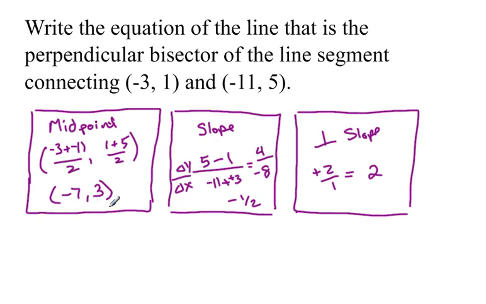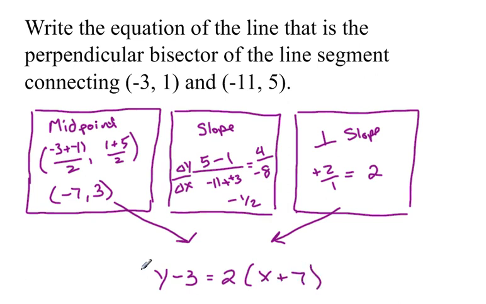My last step is to take my midpoint from the first box, and my slope, that perpendicular slope from the last box, and write my equation. Y minus 3 equals 2 times the quantity x plus 7. And I have my answer.